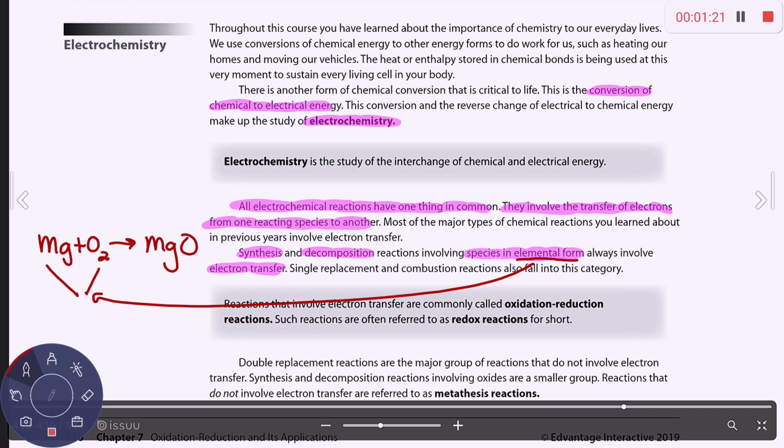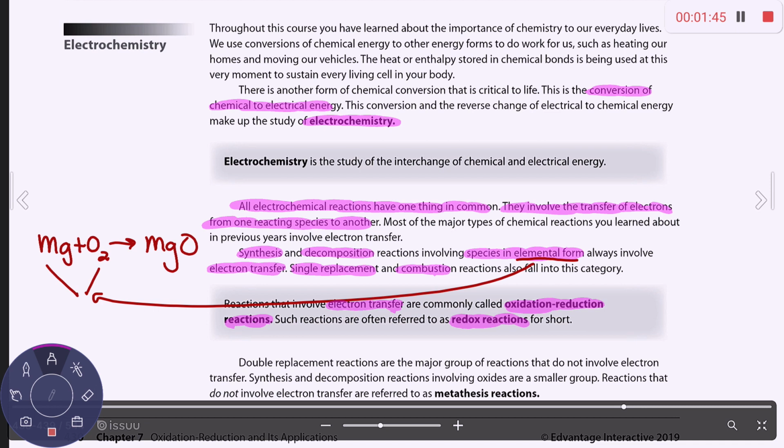And then if we're talking about single replacement and combustion reactions, those also fall into the category of having electron transfer. Okay. So anytime you've got electron transfer occurring between reactants, it's called an oxidation-reduction reaction. We abbreviate it as redox for short. We good to go? Okay.